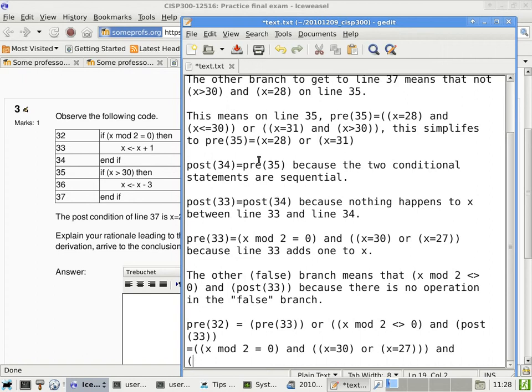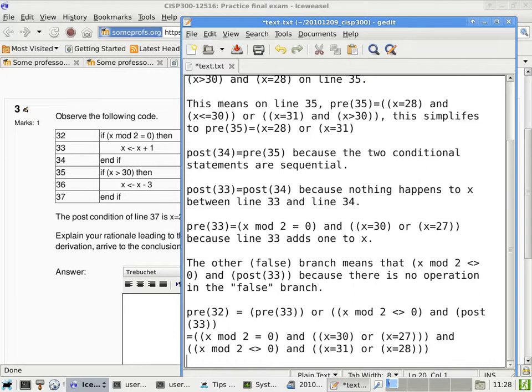Post 33 is the same as this part here. So the other one is x mod 2 does not equal 0, and x equals 31, or x equals 28. Are we doing okay so far with this? And then you have to do the simplification step by step. Okay, this is a restriction on top of saying that x can be 30 or x can be 27.